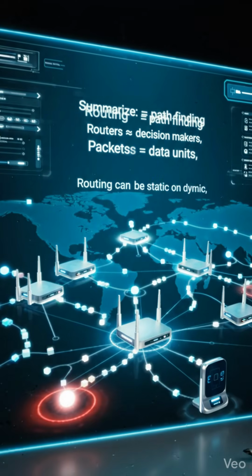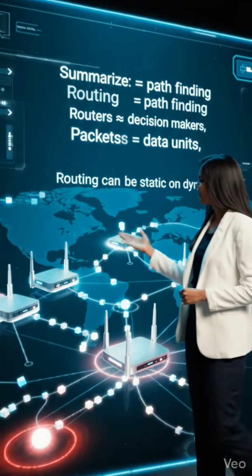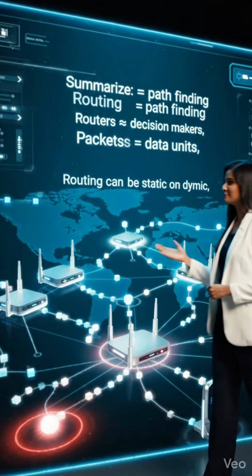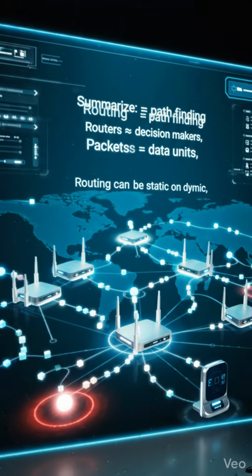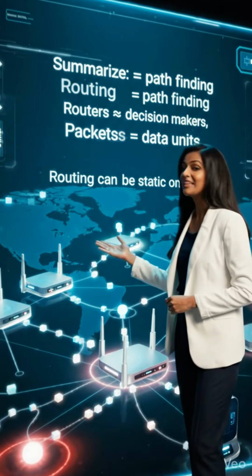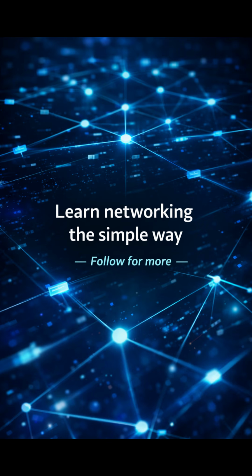So to summarize, routing is the process of finding the best path for data. Routers are the devices that make those decisions. Data travels in packets, not as a single piece, and routing can be either static or dynamic. That's how the internet moves billions of pieces of data every second, quickly, efficiently, and reliably. And now, you understand the basics behind it.